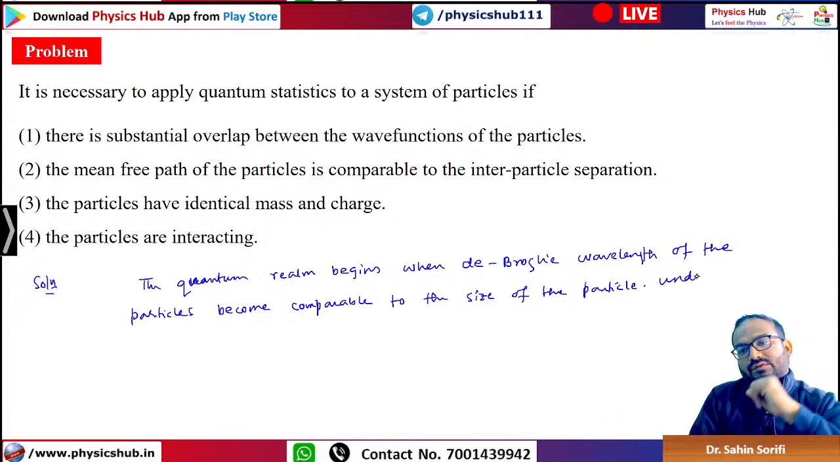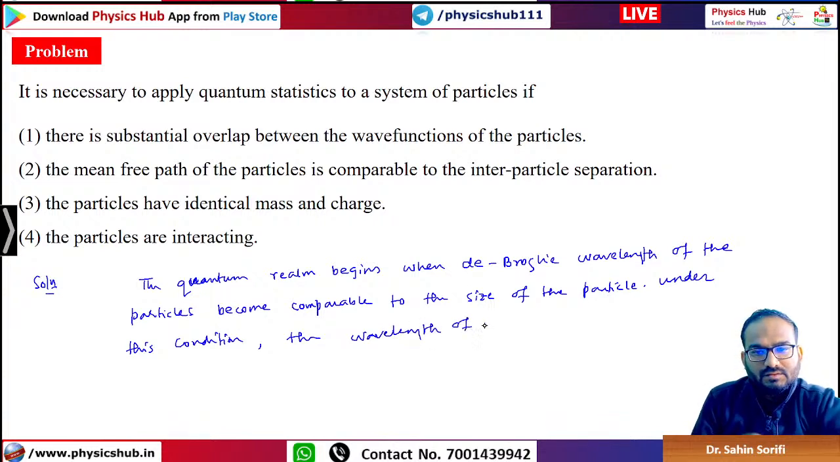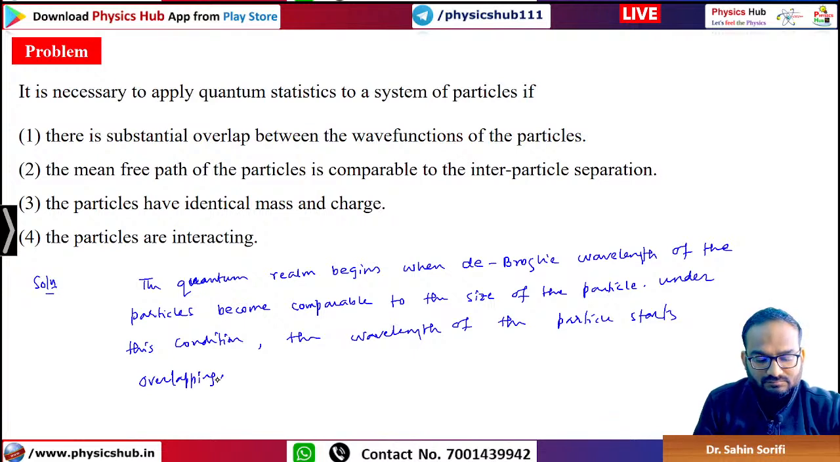Under this condition, the wavelength of the particle starts overlapping. Option A, na? Yes.